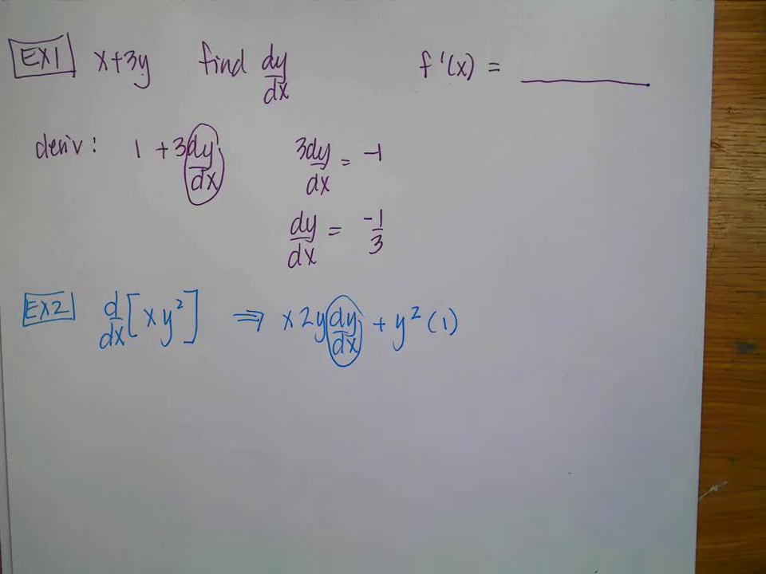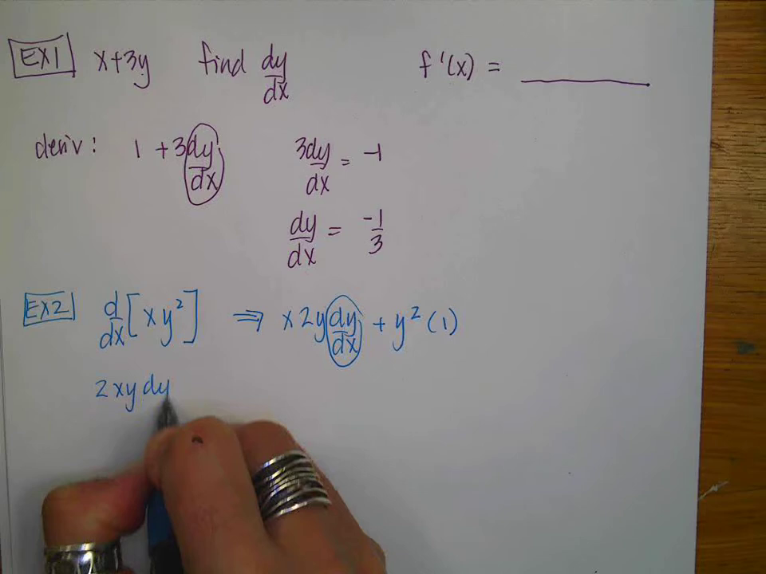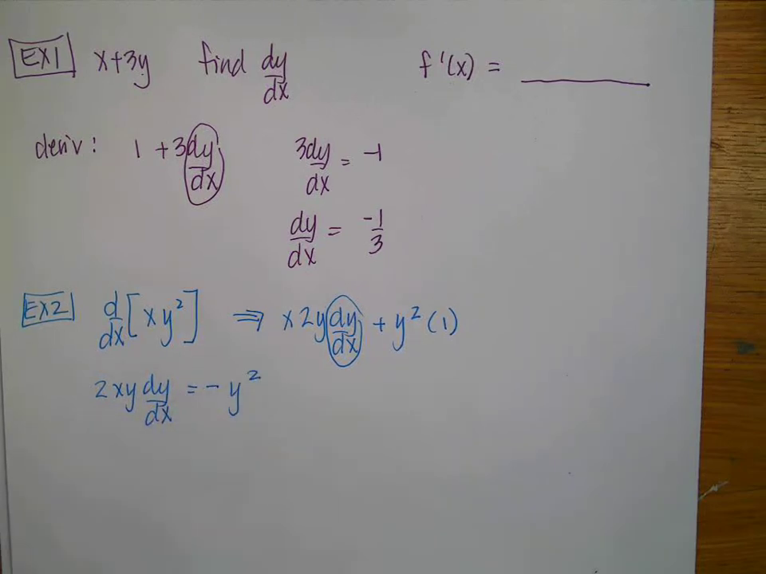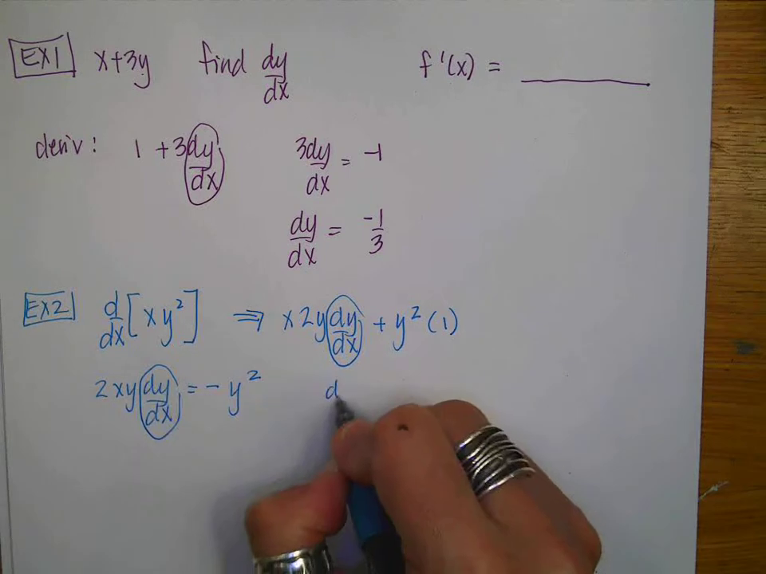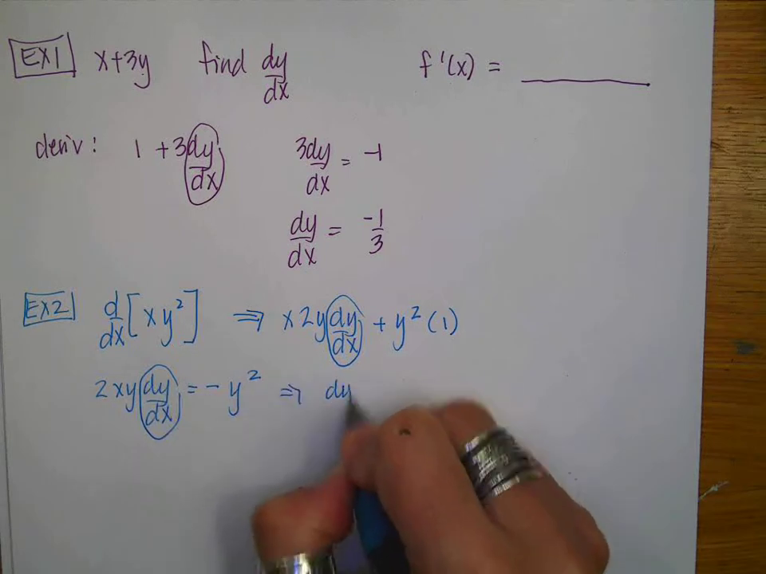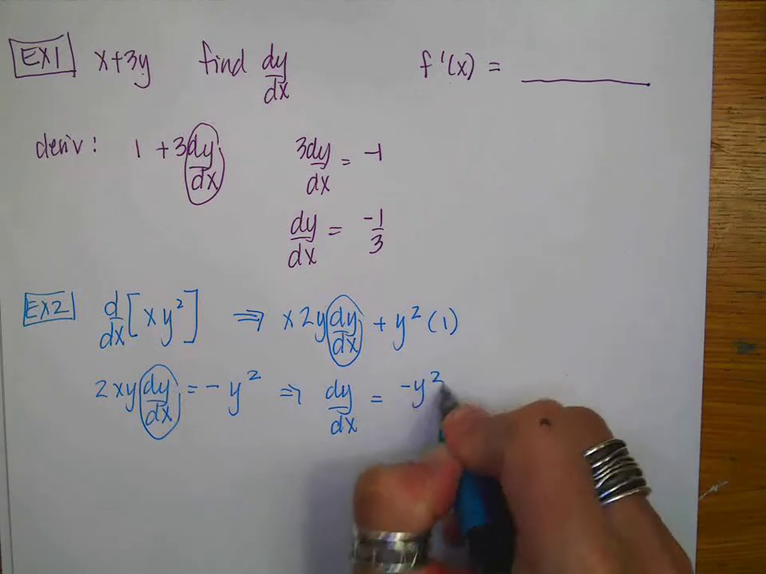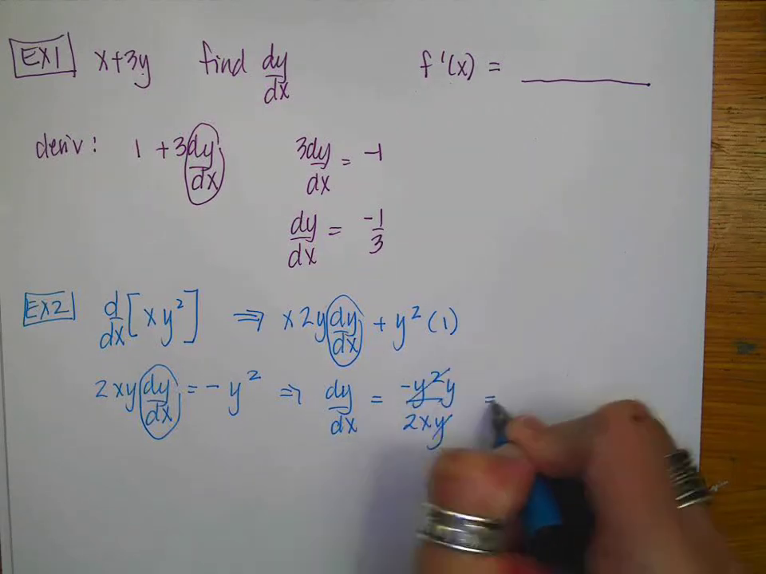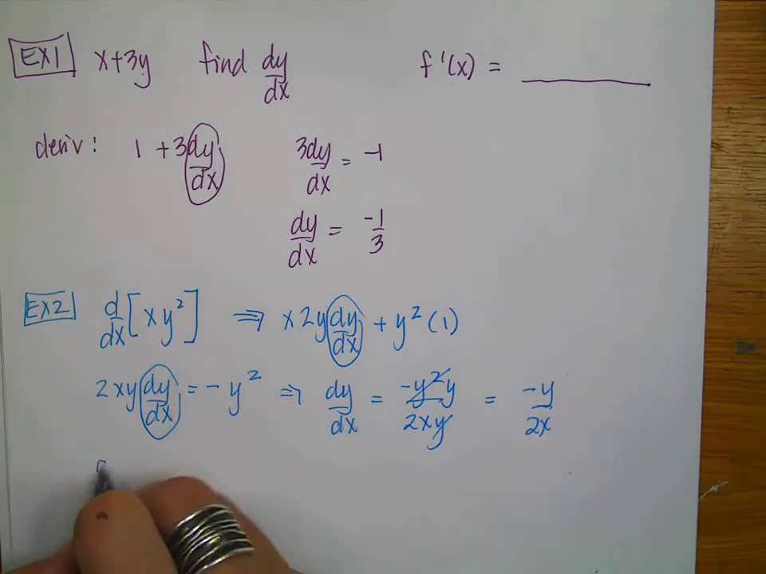The goal is to solve for dy/dx, okay? So I'm going to take this guy to the other side, so 2xy dy/dx is negative y squared. I'm going to isolate and solve, so dy over dx is going to equal negative y squared over 2xy. One of the y's cancels, so it's negative y over 2x.